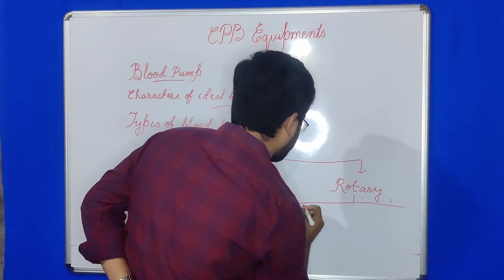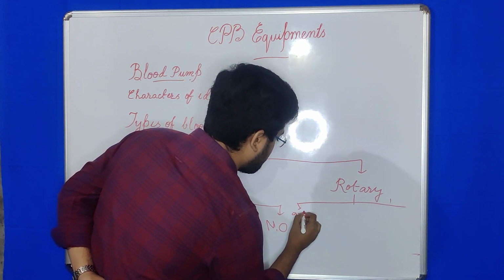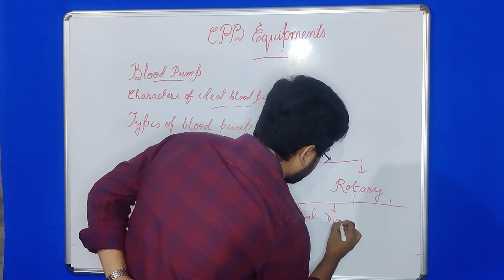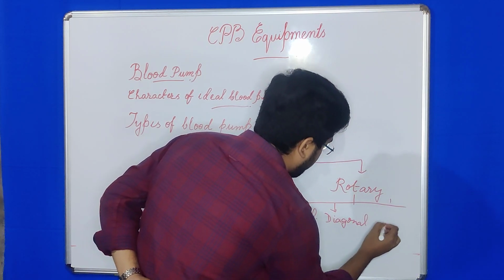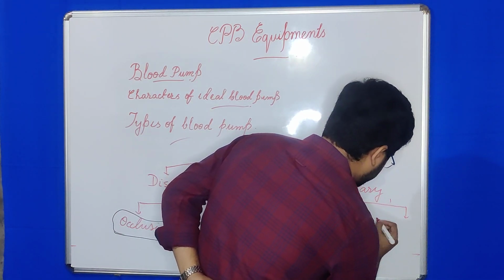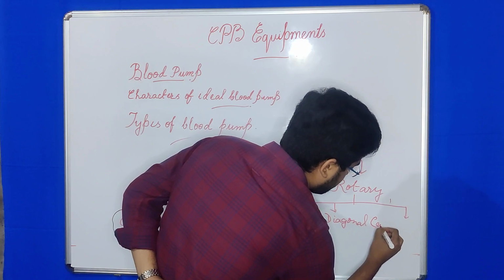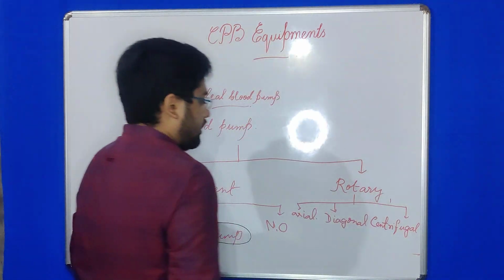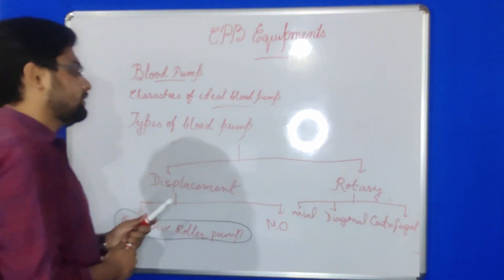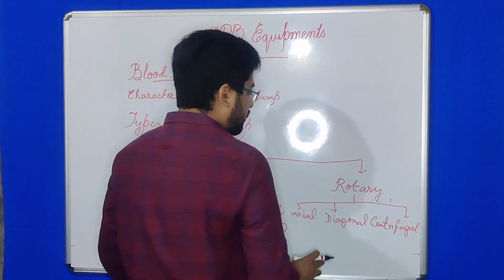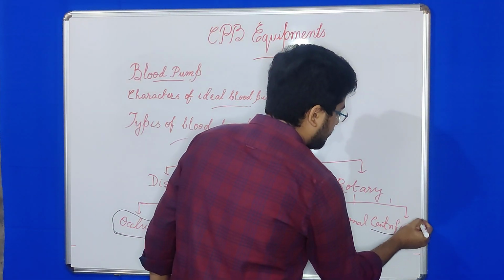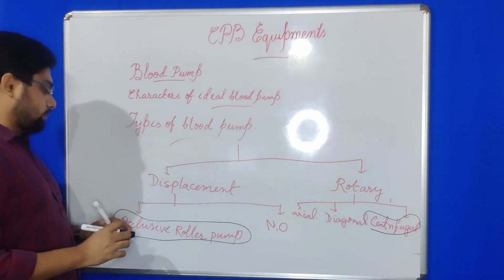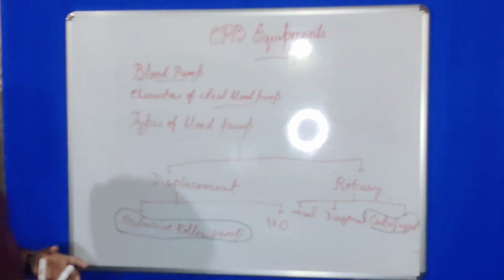In rotary, we have axial, diagonal, and centrifugal blood pump. Among all rotary pumps, centrifugal is of the most importance. In this session, we will mainly discuss about occlusive roller pump.